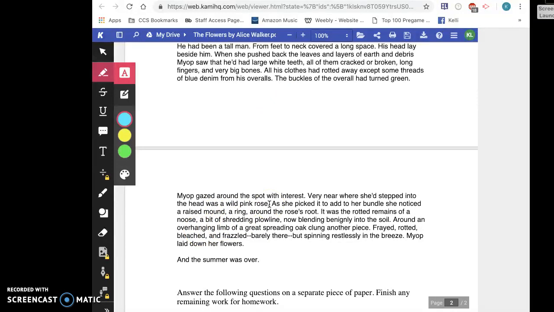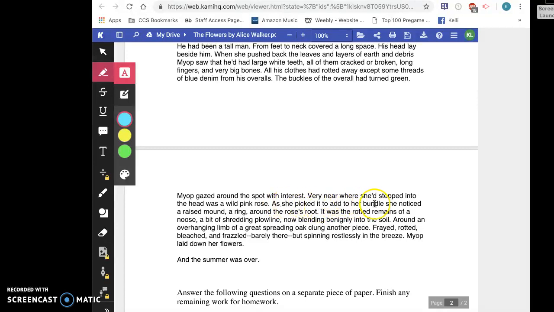So she's clearly not as disturbed to find the bones of this person. It is only here when something catches her eye, okay? So I just wanted to really point that out. She's still not too terrified to pick a pink rose that is close to his skull.